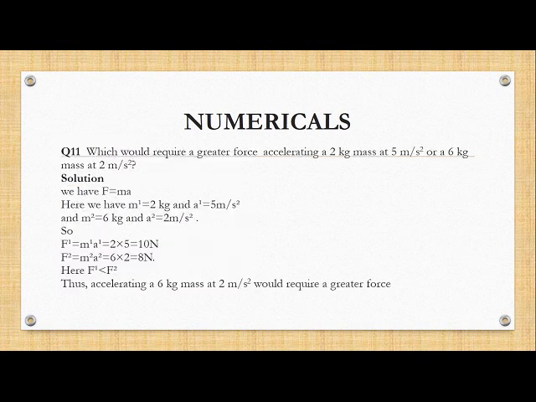Okay, which would require a greater force for accelerating? I have given here two examples children. One body is of mass how much? 2 kg, another one is of 6 kg. Okay, one is accelerating at the rate of 5 meter per second square and another one this much. So in this particular case we will find acceleration 1 and acceleration 2, and we find that the body having a mass of 6 kg will require a greater force, right?